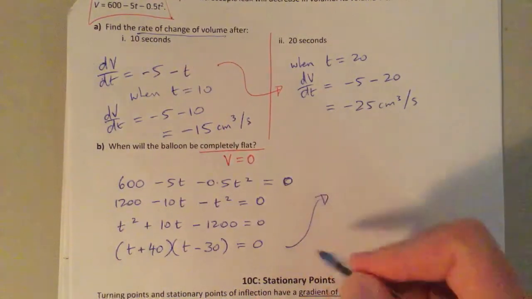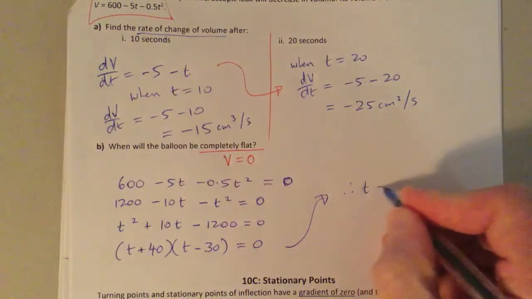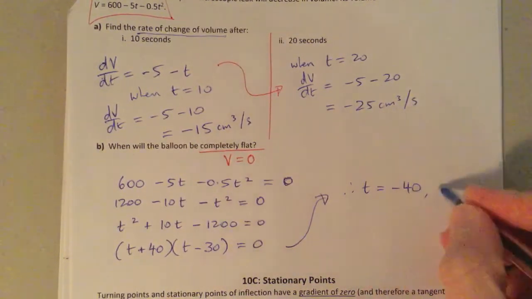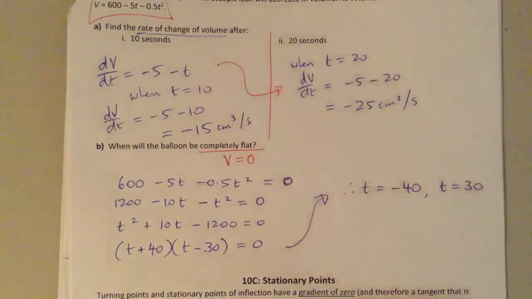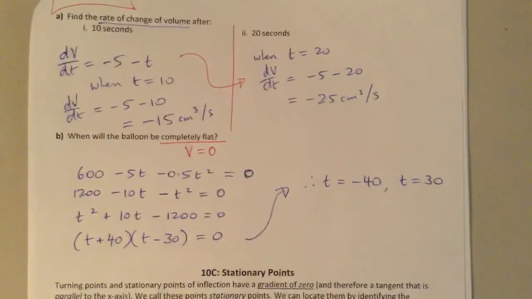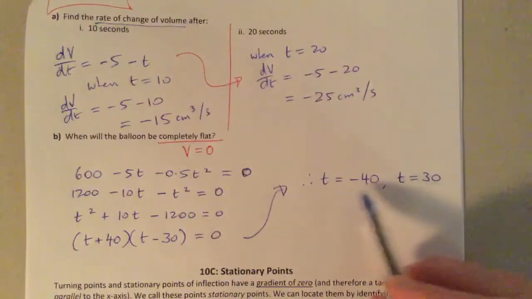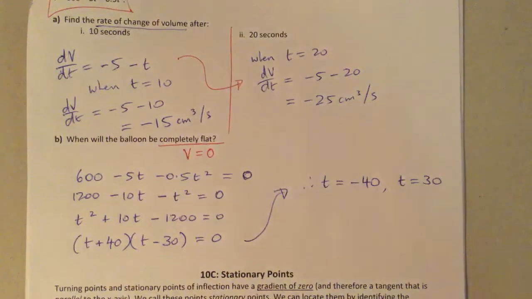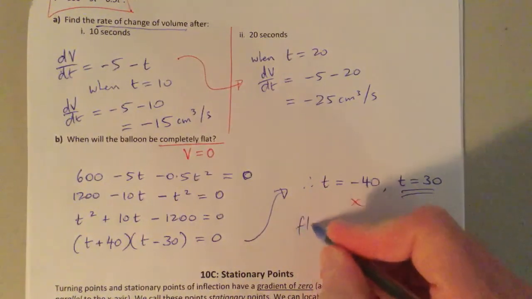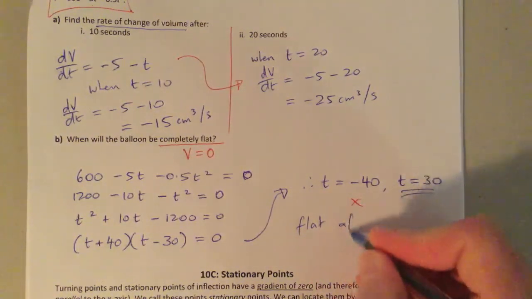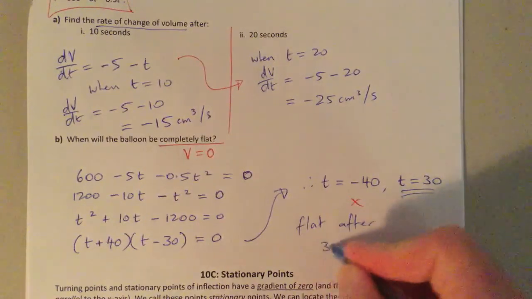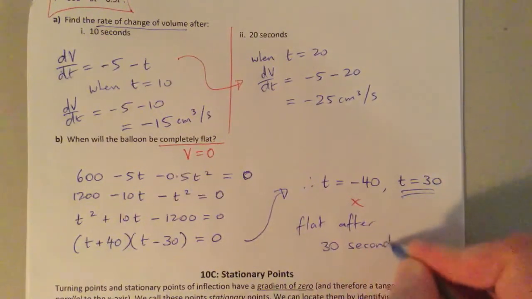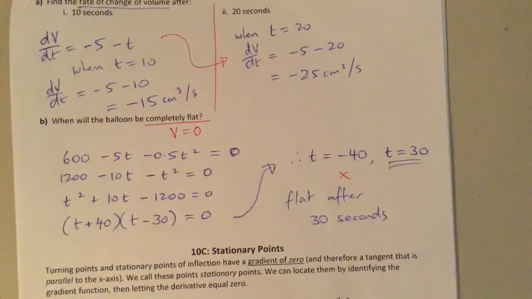And of course from that, we can say therefore t equals -40 or t equals 30. And in some contexts, both of those are going to be the answers. But in this context, we're not talking about time being -40 seconds. So that's not a solution that makes sense in the context of the question, but t equals 30 is. And so we could say that it's flat after 30 seconds. In other words, it takes 30 seconds for all the air to go out of this balloon.